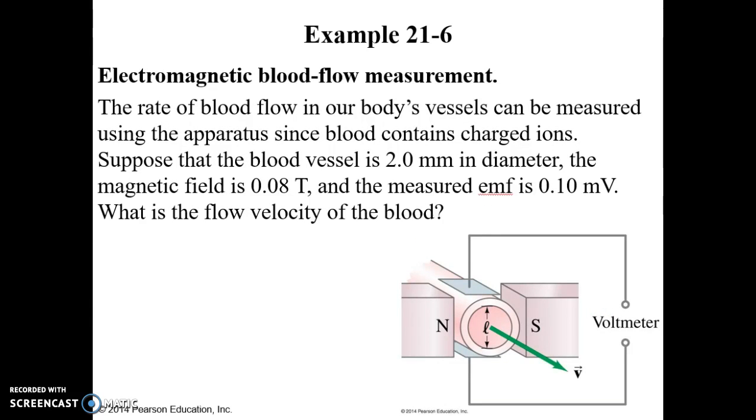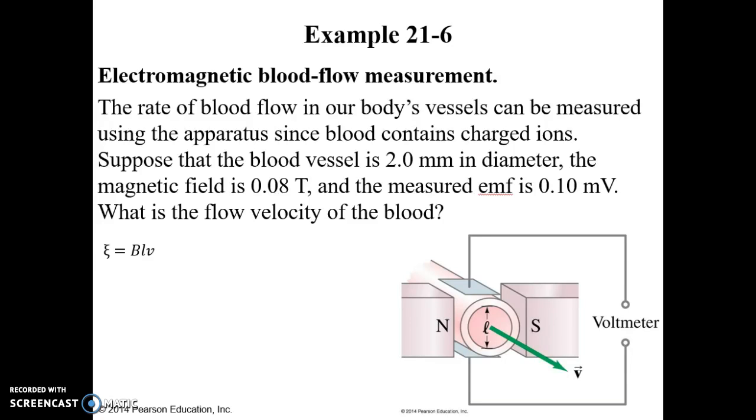In this example, the rate of blood flow in our body vessels can be measured using the apparatus, since blood contains charged ions. Suppose that the blood vessel is about 2 millimeters in diameter, the magnetic field is 0.08 Tesla, and the EMF measured is about 0.1 millivolts. What is the flow velocity of the blood?